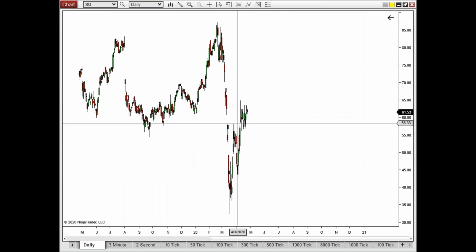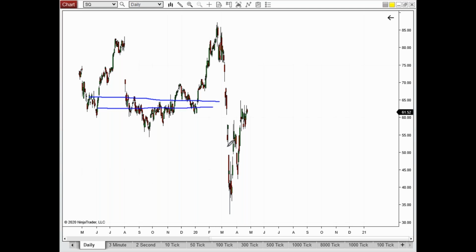The one thing that is good about the strength on SQ is that it broke down out of this range here with a really strong breakdown, but it managed to make a very strong recovery too. So it's easier to hold on to a recovery like that than if something made a recovery more like this, and then it would have a better chance of falling again. So the fact that this move back up is so strong is pretty good for the bulls.